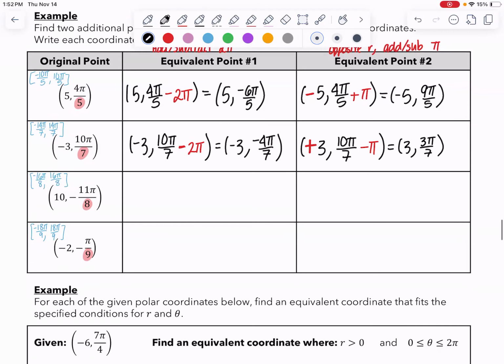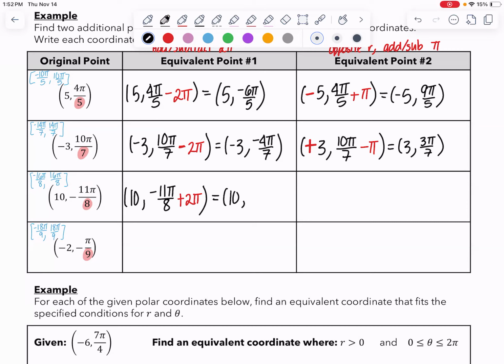Next one. We have 10 comma negative 11 pi over 8. Again, because we're adding or subtracting a whole 2 pi and we need to stay within a certain interval, this one, because we're starting negative, we need to add 2 pi instead of subtracting. That'll take us too far down. You get 10 comma negative 11 pi plus 16 pi is going to be 5 pi over 8.